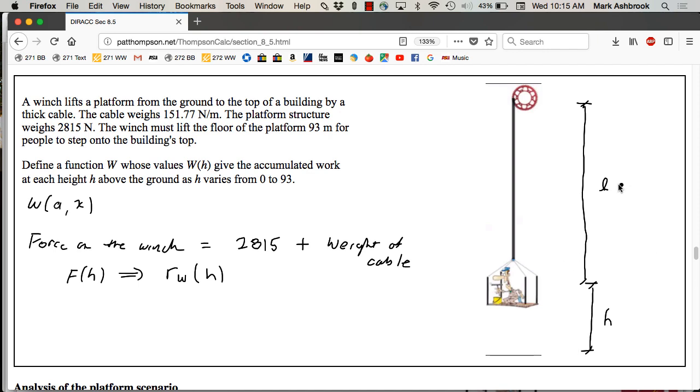Okay, so he's saying, first of all, look at what will the length of the cable be at any given height? 93, the whole, minus the height. You see that? So, important quantity, the current length of the cable. The current length of the cable is always 93 minus how much height the platform has. Okay? And so then that's in meters. So if the length of the cable is 93 minus h meters, then what's the weight of the cable?